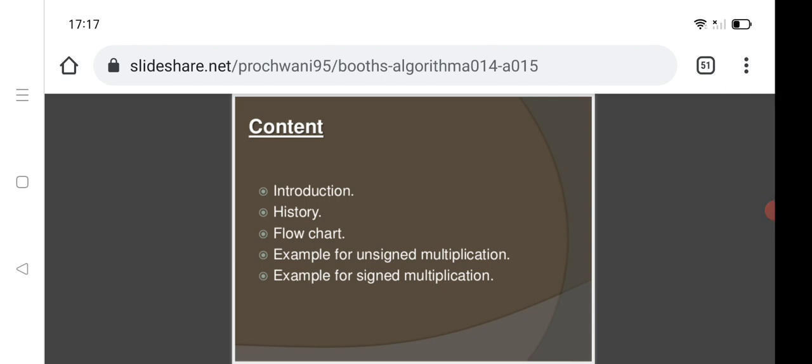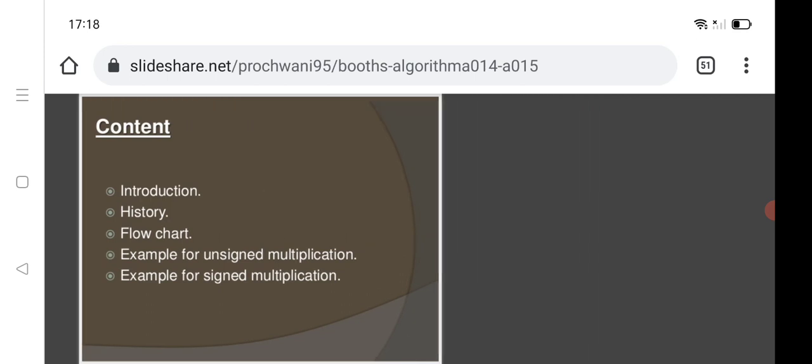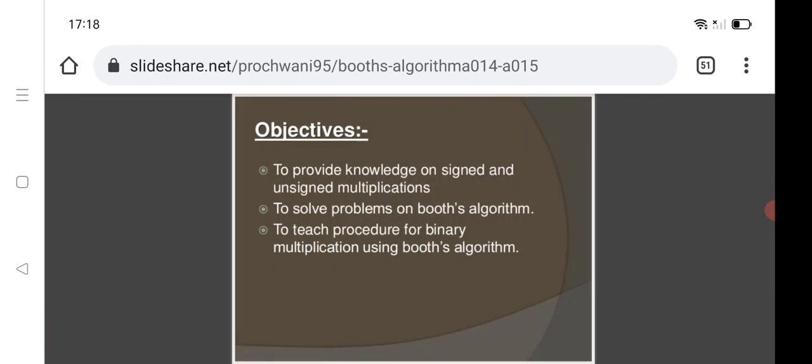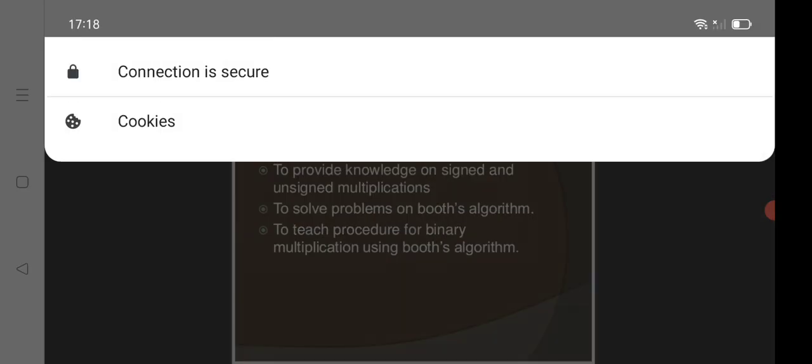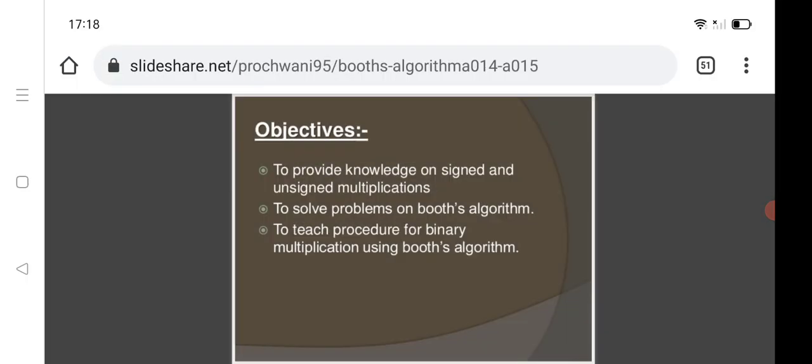So let us come to the contents. We will get into the introduction of Booth's algorithm. Later on we will go with a flow chart, an example for unsigned multiplication and an example for signed multiplication in today's class. The objective here is to provide the knowledge on signed and unsigned numbers.